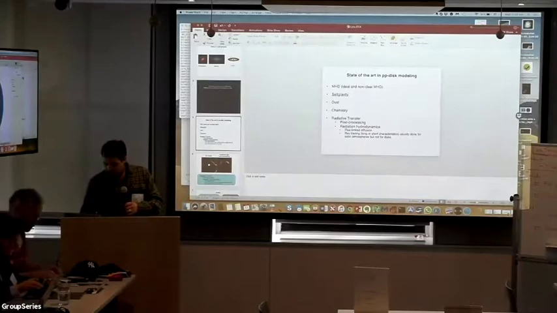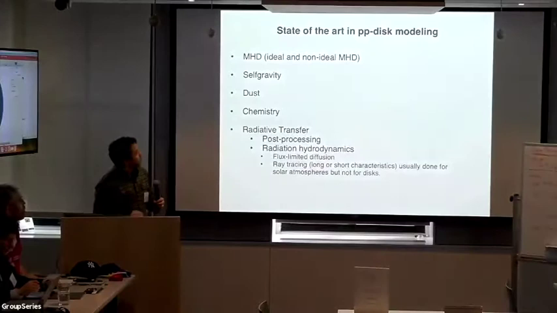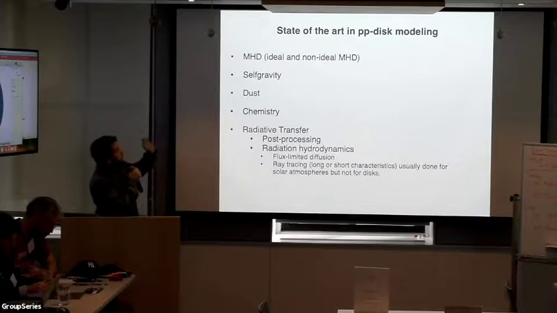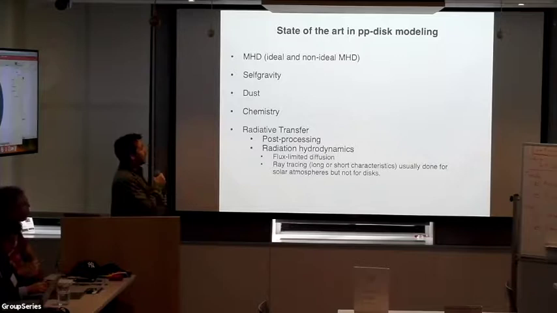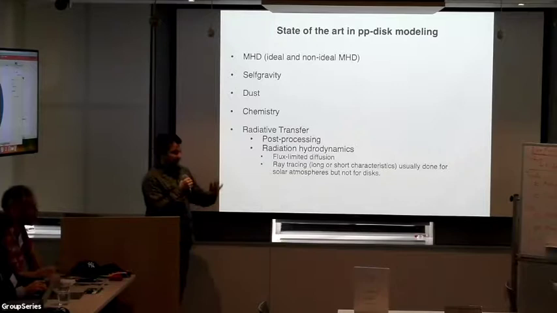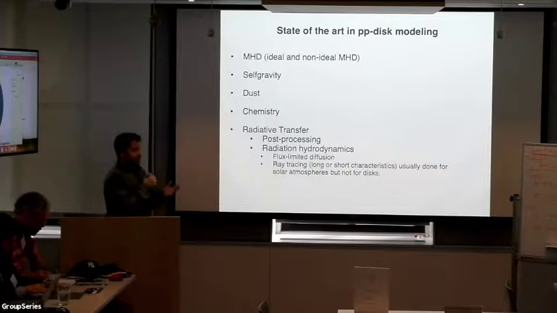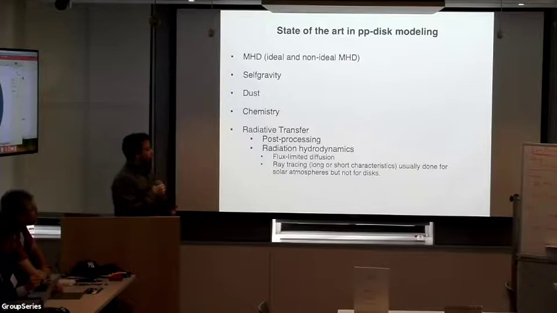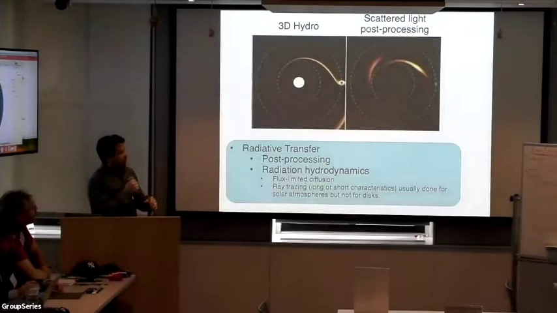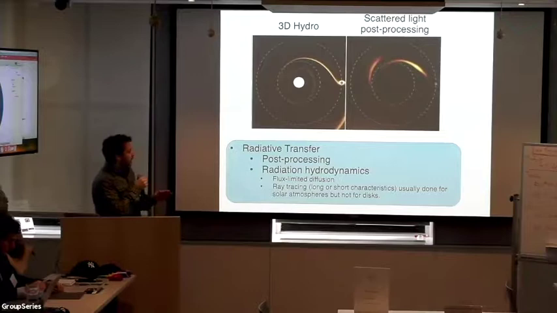So the state of the art when it comes to modeling protoplanetary disks, I would say that there are five major pieces of physics that we need to model them. MHD, which is nowadays done in both ideal and non-ideal. The gravity of the disk, which is important when it comes to massive disks. Dust, which will not matter in AGN, but in protoplanetary disks it does. The chemistry also, because the temperatures are low. And the radiative transfer. I would highlight the radiative transfer because that's what I would consider one of the weakest links. It is hard to do both hydro and RT in a calculation.